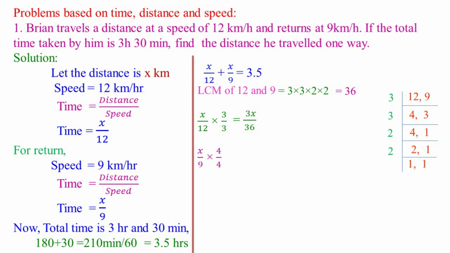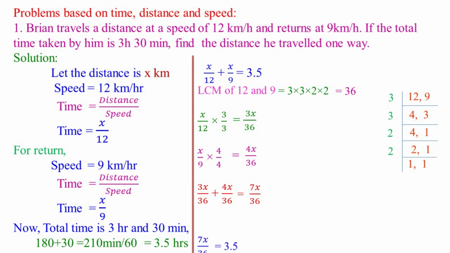And the next fraction, x by 9 into 4 by 4. We get 4x by 36. Substitute these like fractions in the place of x by 12 plus x by 9. We get 3x by 36 plus 4x by 36. Now they become like fractions, so add the numerators. We get 7x by 36.